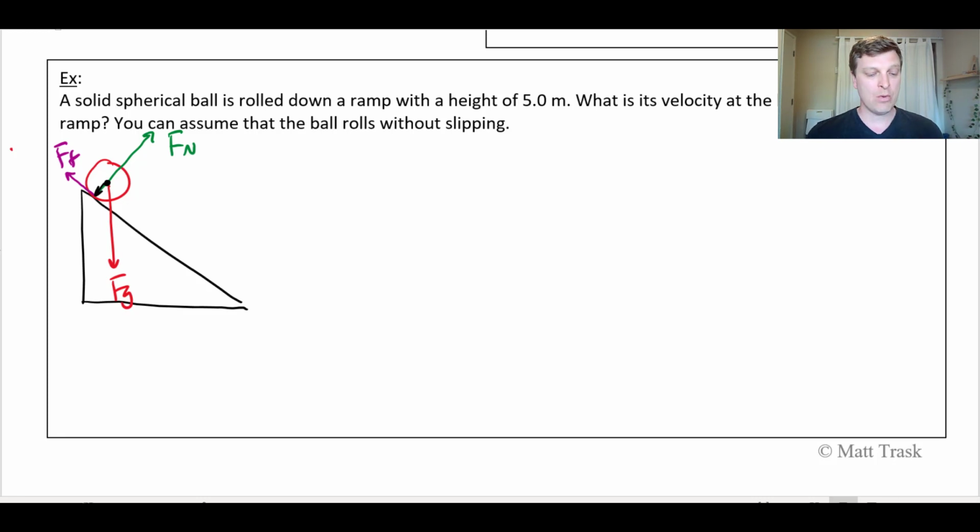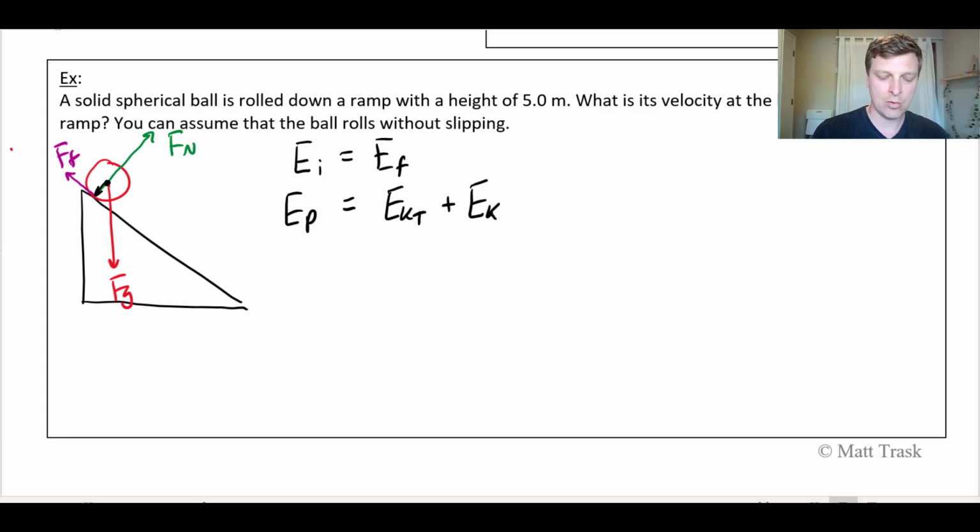Okay, so how do we find the speed at the bottom of the ramp? Well, this is going to come down to energy. The initial energy has to equal the final energy. So at the top of the ramp, what do we have? Well, at the top of the ramp, we have potential energy. And at the bottom of the ramp, we're going to have translational energy plus we're going to have rotational energy. Now let's see how these pan out. The potential energy at the top is mgh. And then the translational energy at the bottom is 1/2 mv squared. The rotational energy is 1/2 I omega squared.